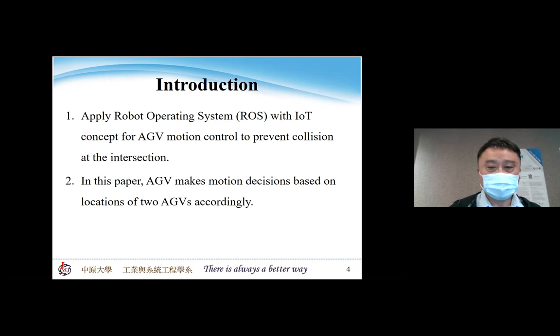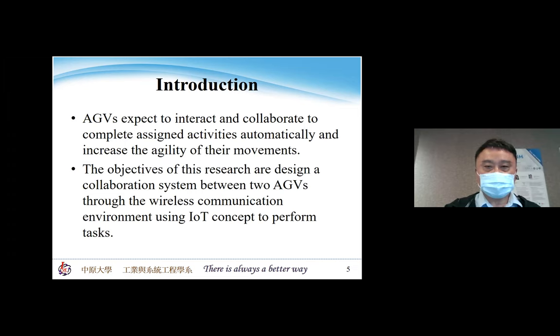In this paper, AGVs make motion decisions based on the locations of the two AGVs accordingly. In this primary experiment, we only have two AGVs and check how they move. The AGVs are expected to interact and collaborate to complete assigned activities automatically and increase the agility of their movement. Because it's IoT, you can think of the AGVs as things, and they can connect and communicate with each other in real time. During their motion, they can do their job.